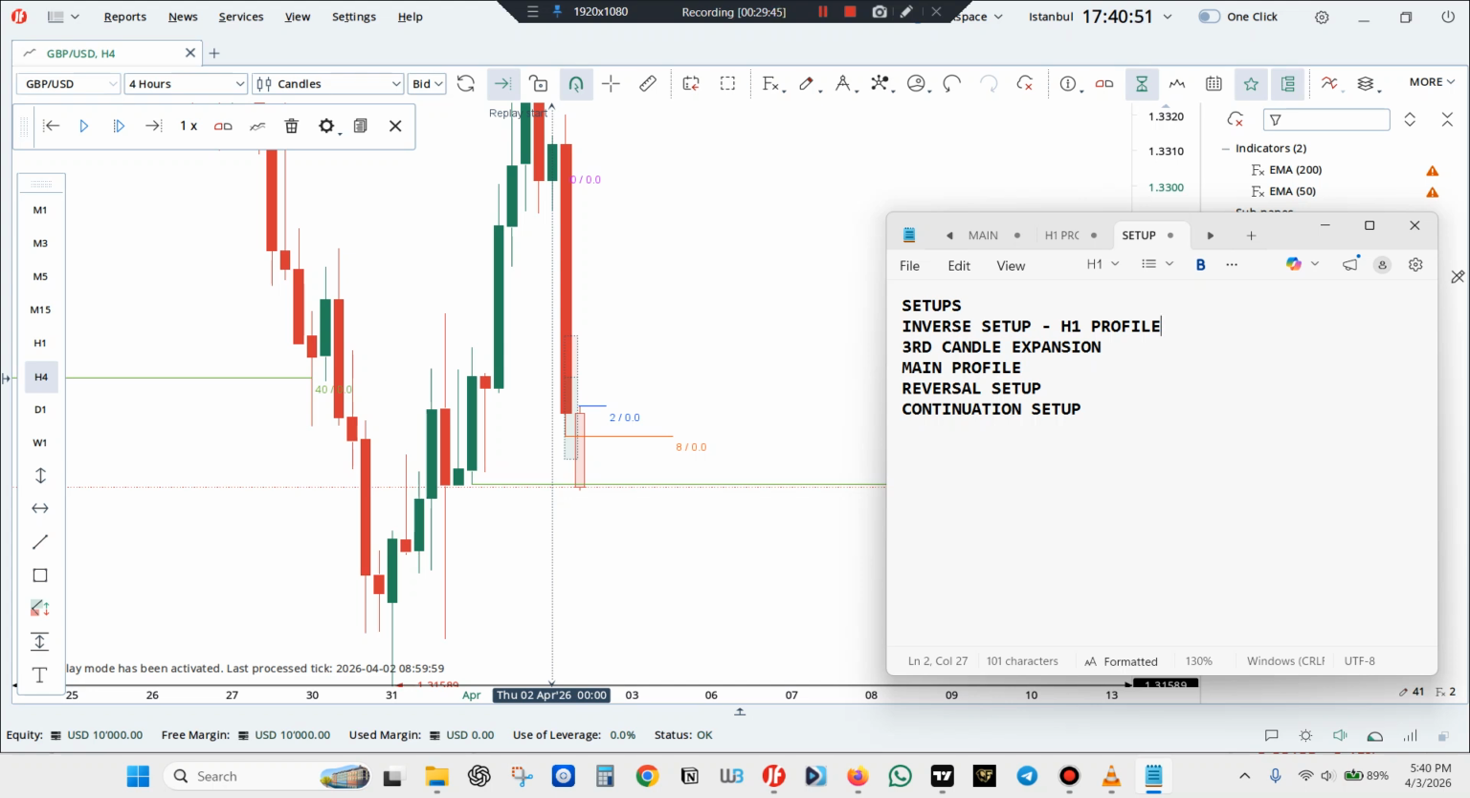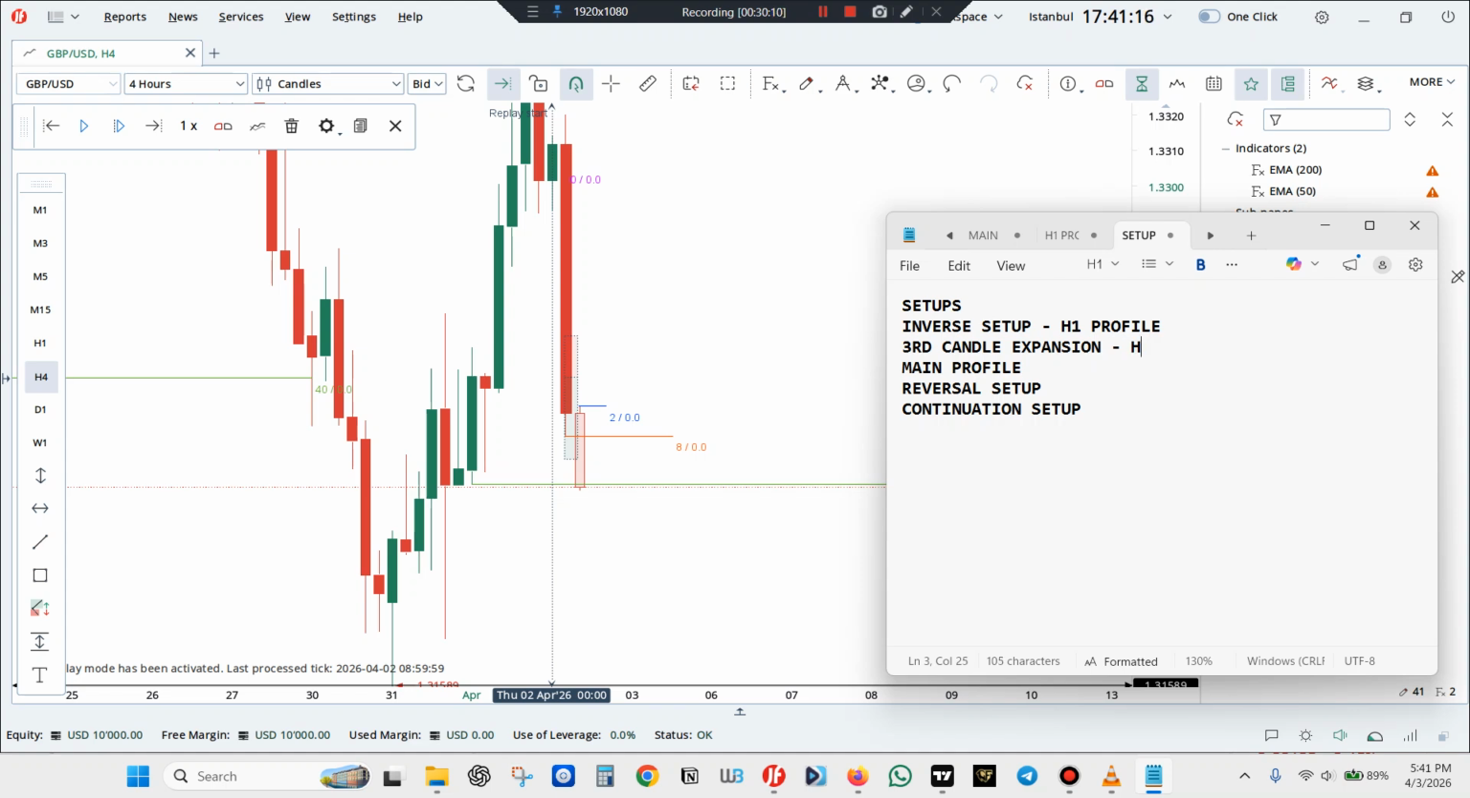Sometimes we may not get an inverse setup, but we can get a third candle expansion, and I'll show you in another video how to get a third candle expansion. I think was it Euro USD that gave us a third candle expansion? I'll check if it is there. Then I'll show you this setup, third candle expansion, how we come about it.